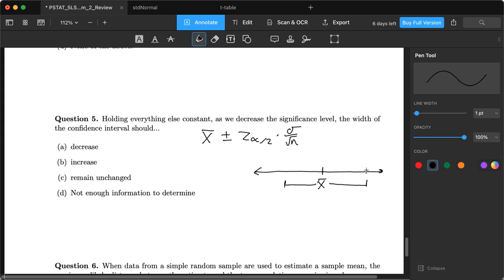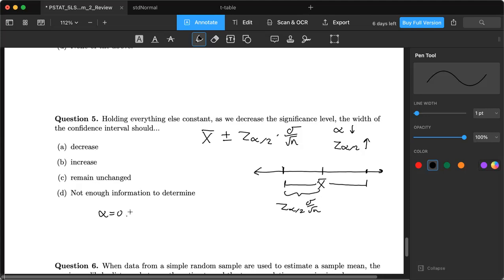It's some symmetric interval. This distance is E, which is z sub alpha over 2 times sigma over square root n. As alpha decreases, then z sub alpha over 2 actually increases.